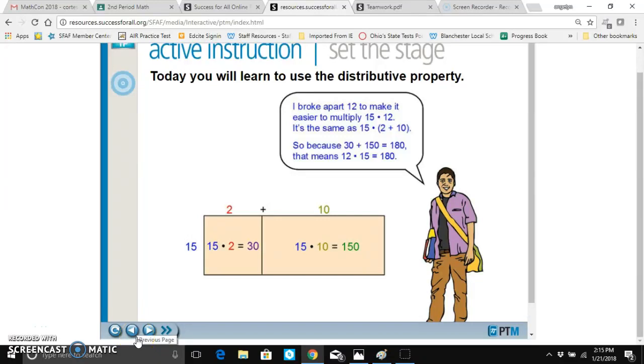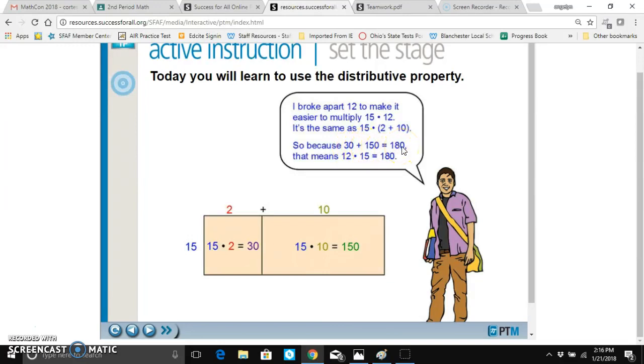Hey everyone, today we're going to do some more things with the distributive property. When we talked about this on Friday, we said that, for example, if we have 15 times 2 plus 10 in parentheses, you can distribute the 15, spread it evenly with the 2 and the 10. And when you do that, you do 15 times 2, and that's how they got 30. And then 15 times 10, that's how they got 150. And then when they added the two together, they got 180.